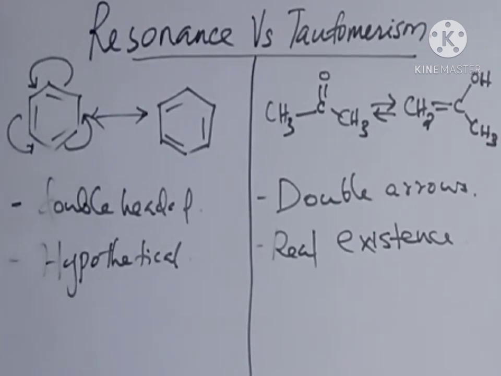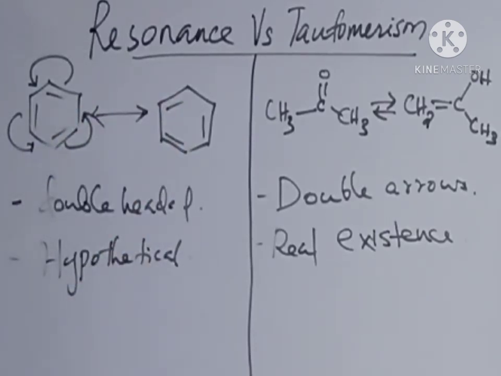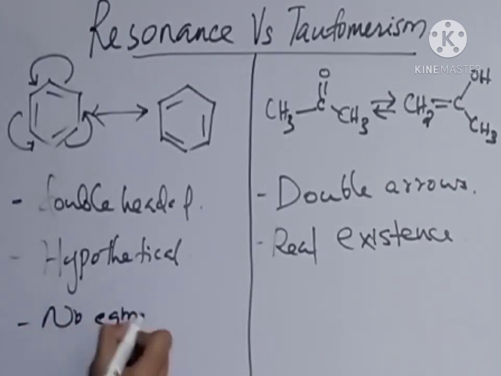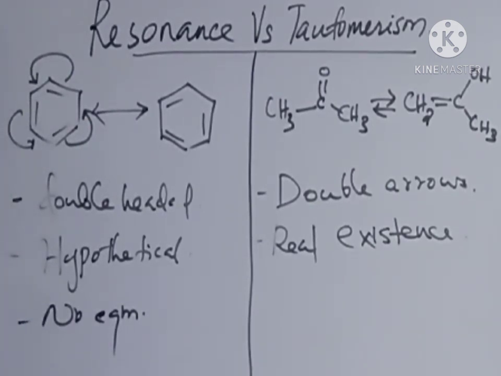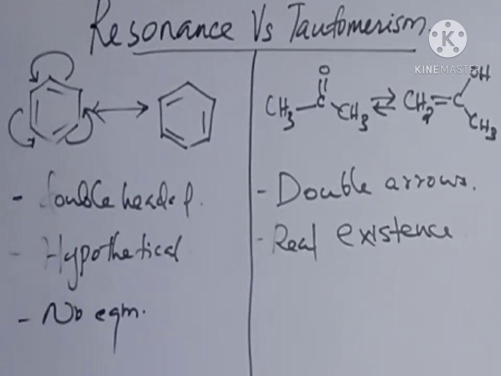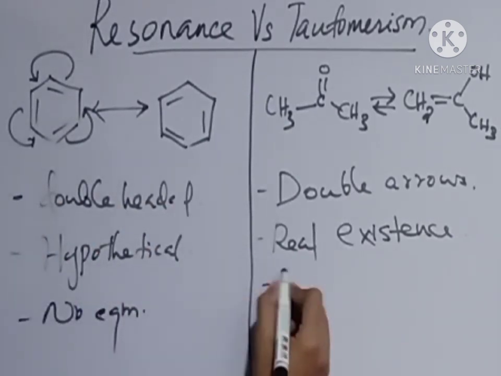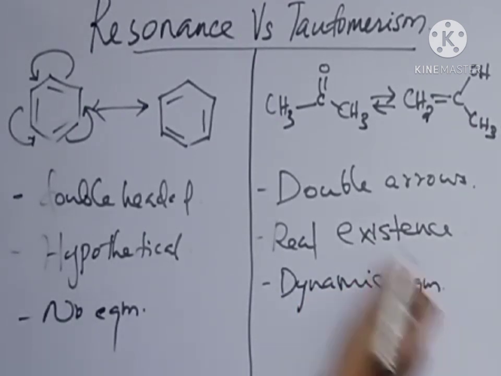As these structures are hypothetical, there is no equilibrium between these structures. Actually, there is only one structure, but all these structures resemble the real structure. That is why we represent all these structures. But tautomers really exist, so there is a dynamic equilibrium between them.